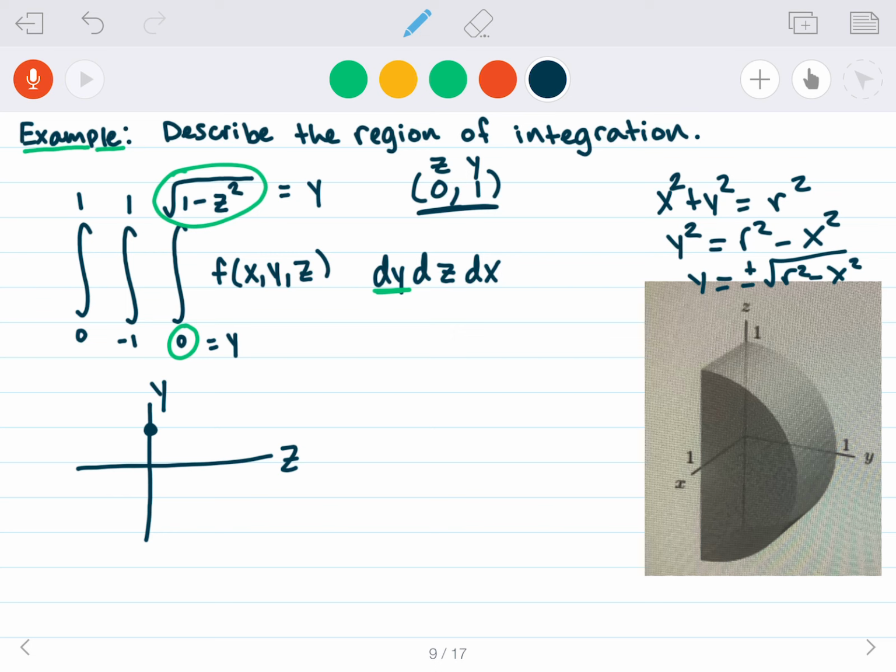When z is equal to negative 1, well, that's going to be 1 minus 1, which is 0. So our output here, y is 0. So when z is negative 1, y is 0. This is 1.